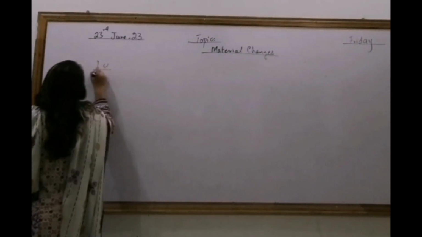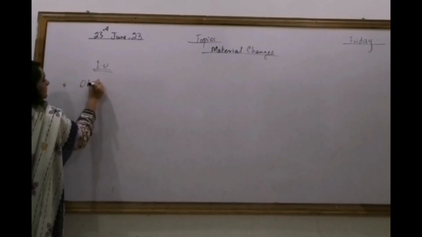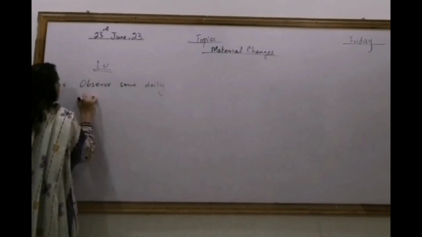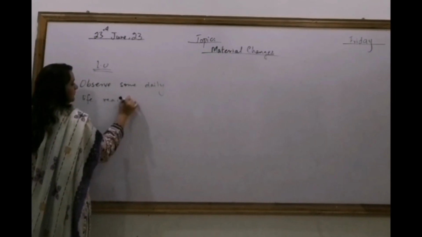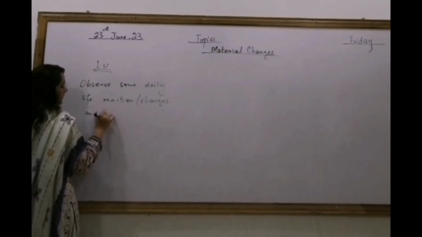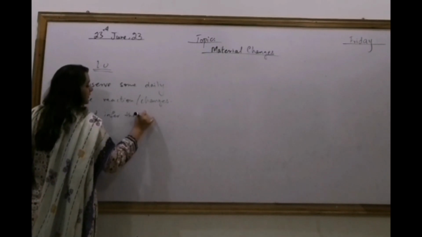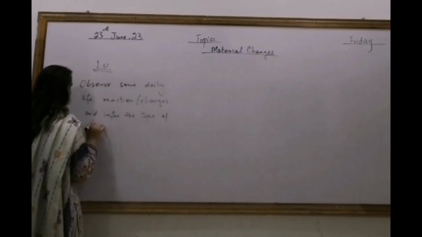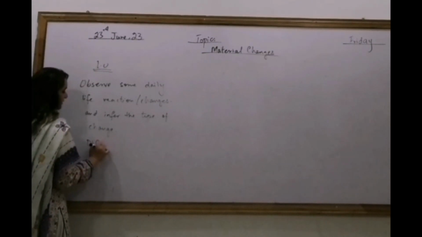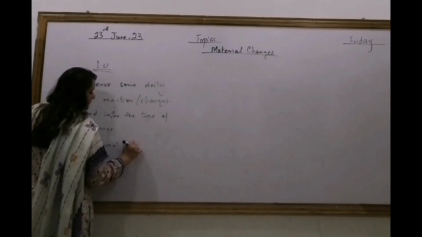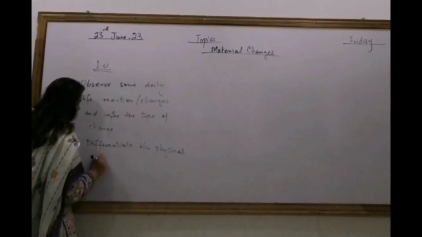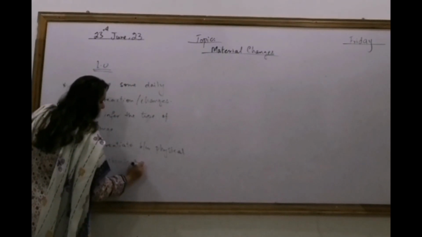The learning outcomes for today's topic are that you are going to observe some daily life reactions or changes and infer the type of change, that is, differentiate between physical and chemical change.